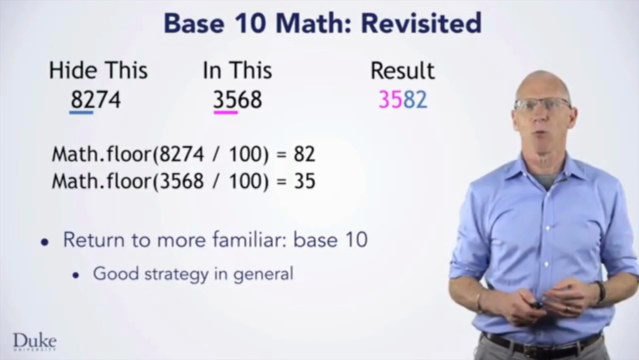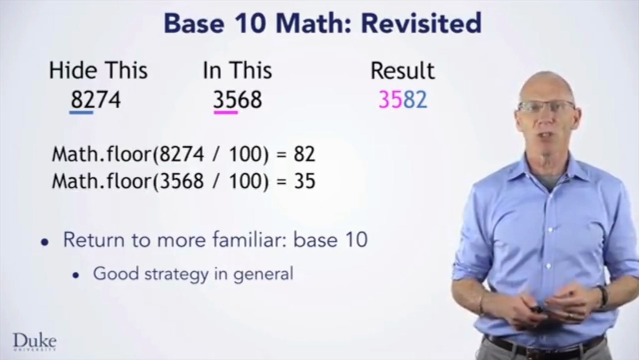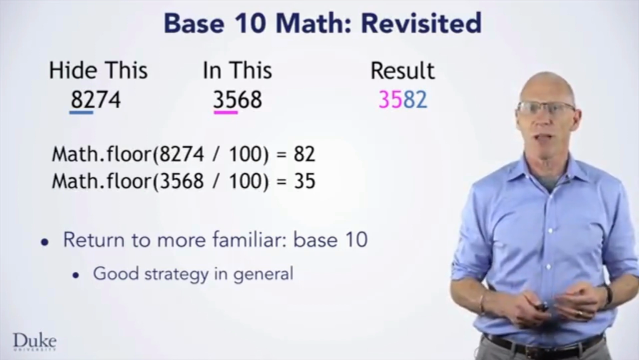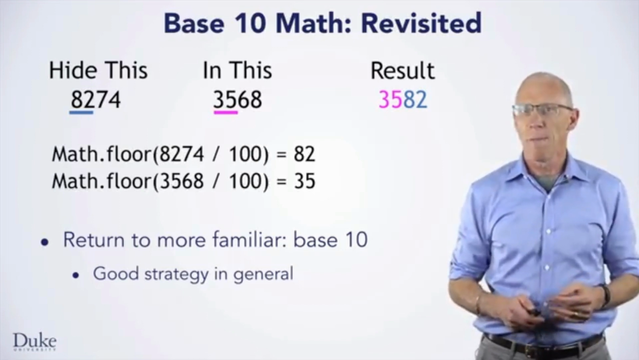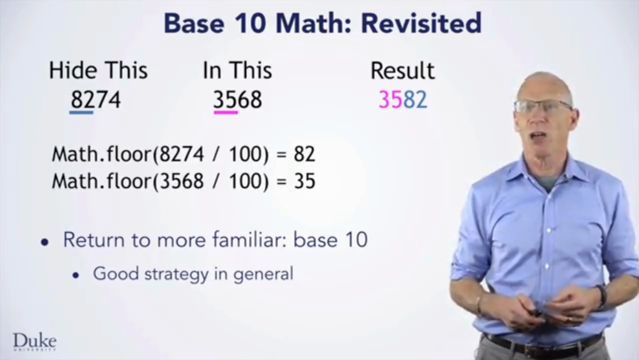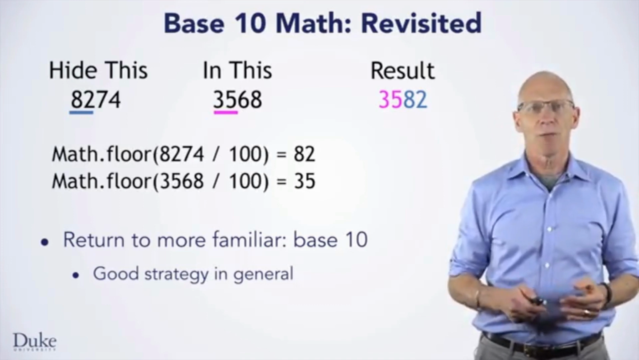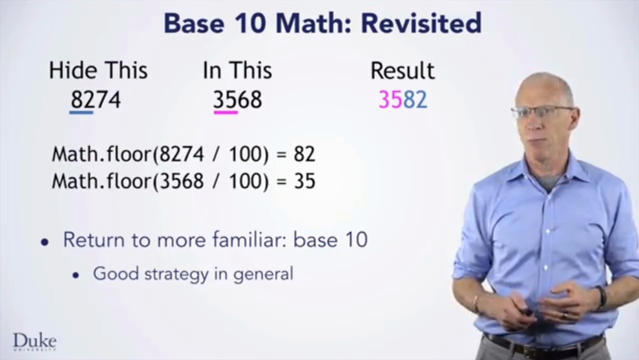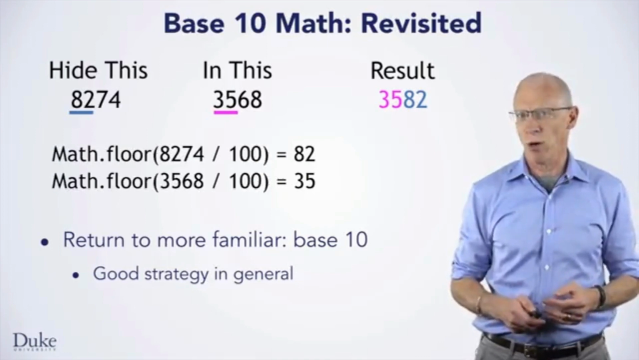The same principle works to get the most significant 2 digits of 3,568. Math.floor of 3568 divided by 100 is 35. In fact, you can get rid of the least significant digits of any base 10 number by dividing by the appropriate power of 10 and discarding the fractional part.